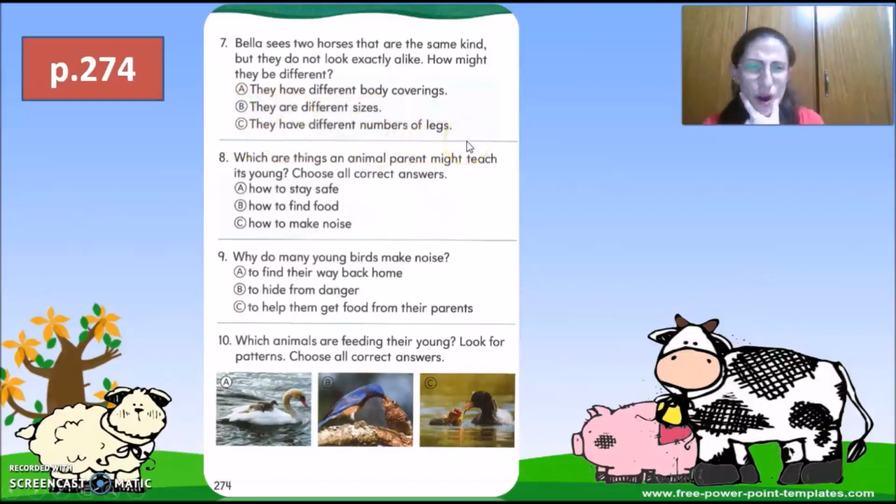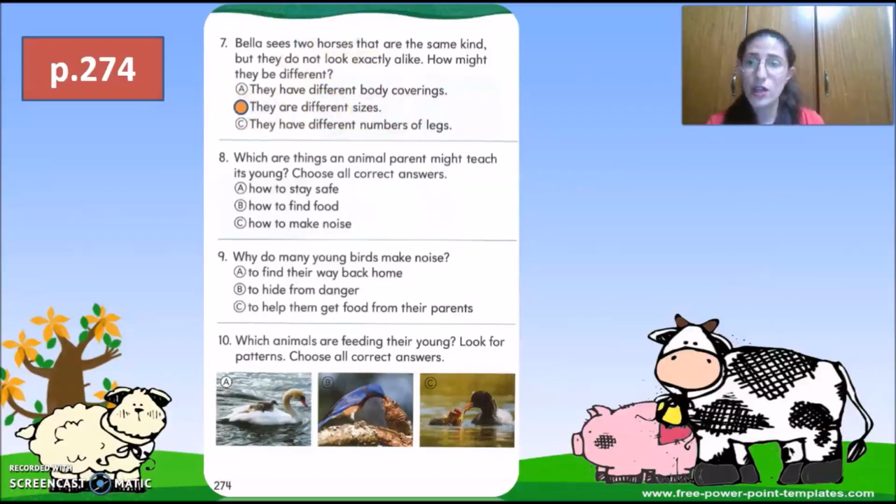So she saw two horses that are the same kind, but they do not look exactly alike, exactly the same. How might they be different? A. They have different body coverings. Is it possible for two horses that are the same kind to have two different body coverings? No, because we said that the same kind of animals have the same body coverings. So A is incorrect.